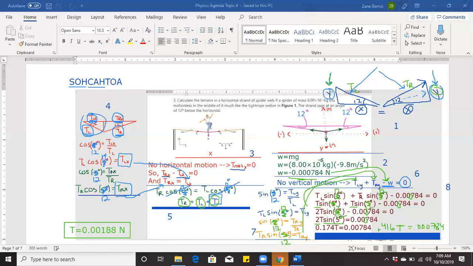So then I plugged in those trigonometric expressions into my vertical motion equation I wrote up here, and then I just started combining like terms and solving until I got what tension was, which is 0.00188 newtons.